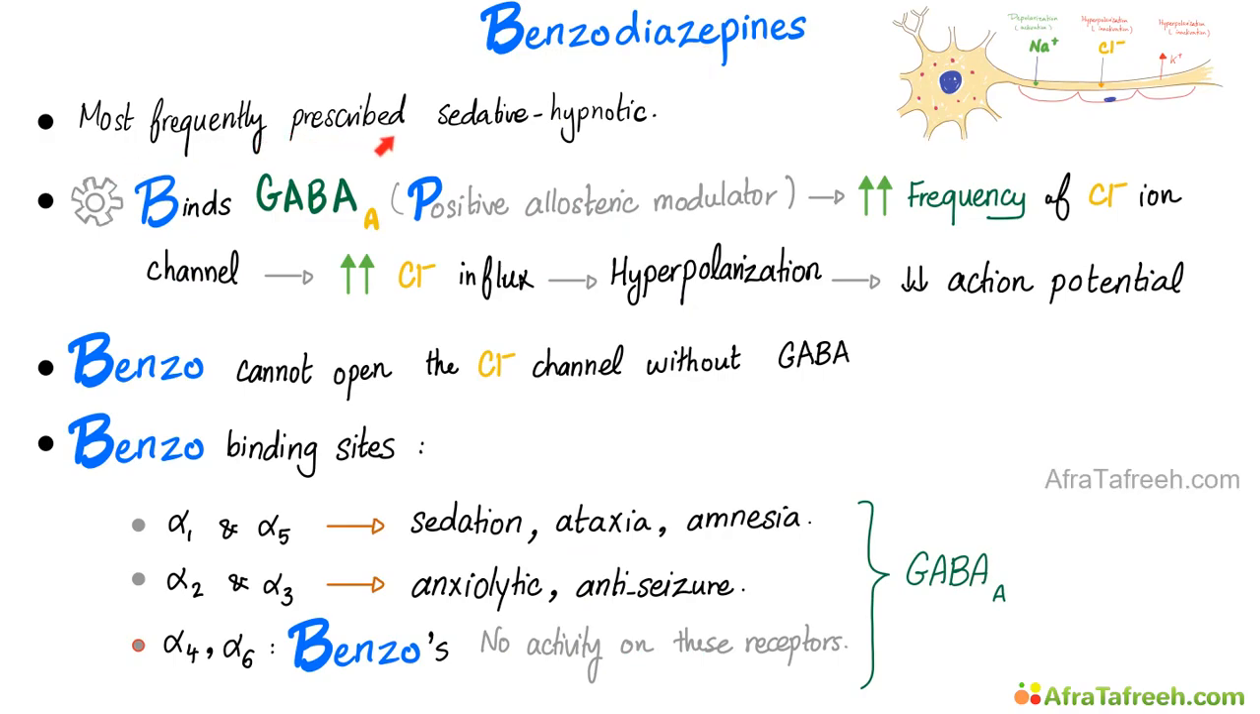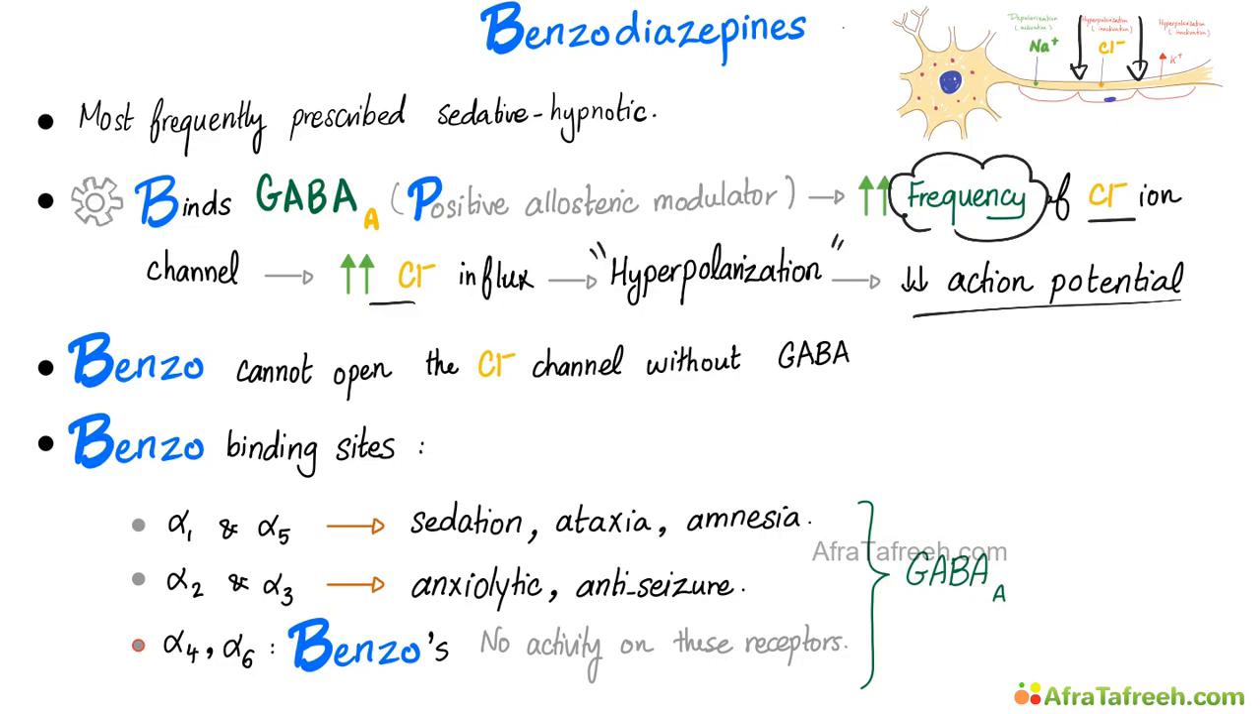Benzodiazepines are the most frequently prescribed sedatives and hypnotics. Mechanism of action: they bind GABA A as positive allosteric modulators, and they increase frequency. That's an important word. They increase frequency of what? Chloride channel opening. Therefore, I'll have increased chloride influx coming into the neuron. When the chloride, the negative, comes in, this will lead to inactivation or hyperpolarization. This will lead to decreased action potential. That's why you calm down. Benzo cannot open the chloride channel without the GABA.